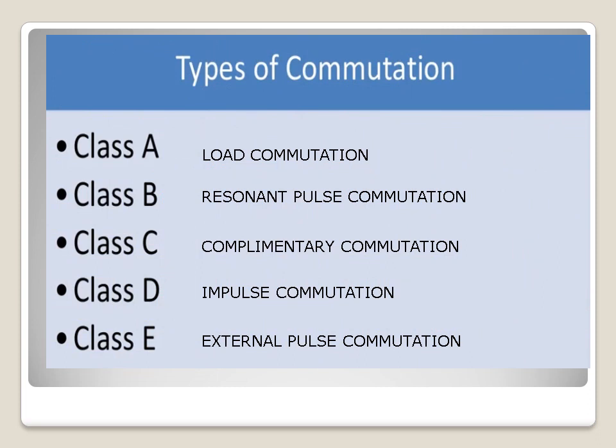For forced commutation, there are Class A, Class B, Class C, Class D and Class E commutation. Class A commutation is also called load commutation. Class B is resonant pulse commutation. Class C is complementary commutation. Class D is impulse commutation and Class E is external pulse commutation.